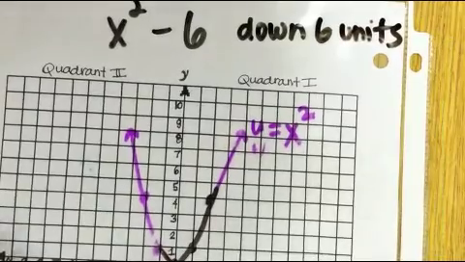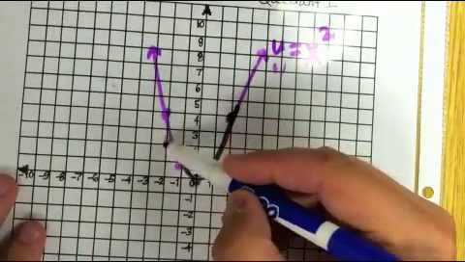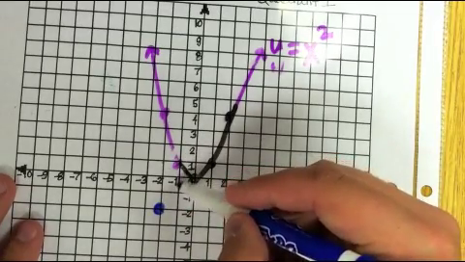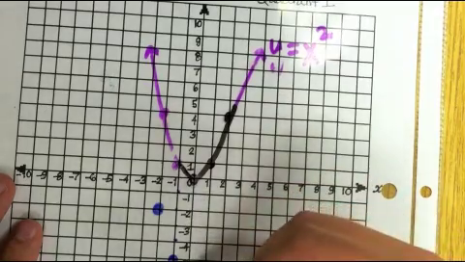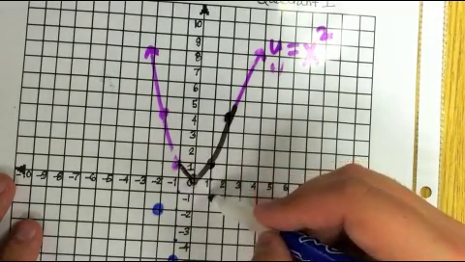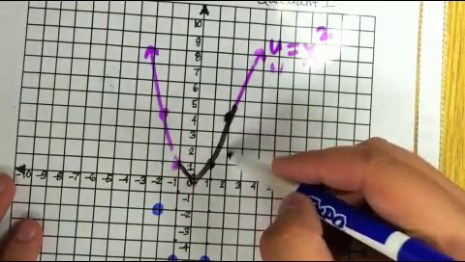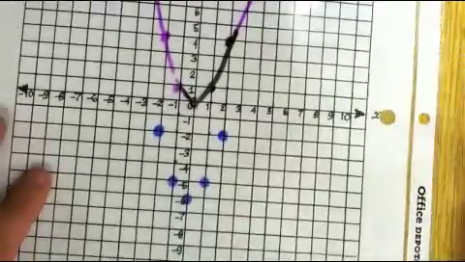Okay, and so again, you just take each point at a time and move each one down 6 units. So I'll start from this one. 1, 2, 3, 4, 5, 6. This one, 3, 4, 5, 6. The origin, 1, 2, 3, 4, 5, 6, and this one, 1, 2, 3, 4, 5, 6. Okay, so there it is.